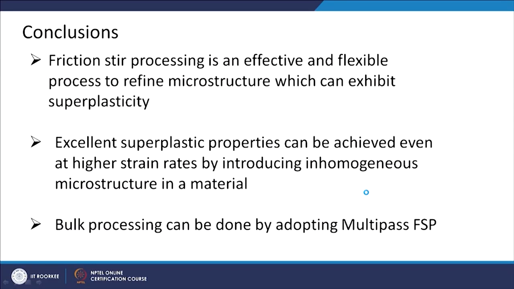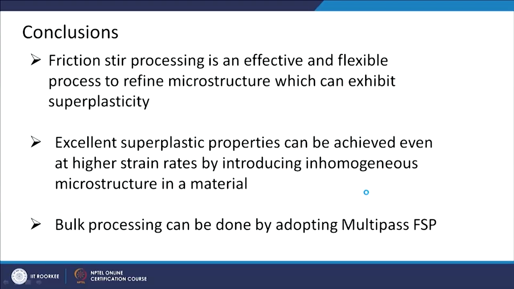So, to conclude, friction stir processing is an effective and flexible process to refine microstructure which can exhibit superplasticity. And you can achieve very good superplastic properties at relatively higher strain rates by introducing this inhomogeneous, composite structure. And you can easily adopt FSP as a bulk processing technique by doing multiple passes. So, this is one case study on friction stir processing, a severe plastic deformation method, where you can get superplasticity in the material. Thank you.